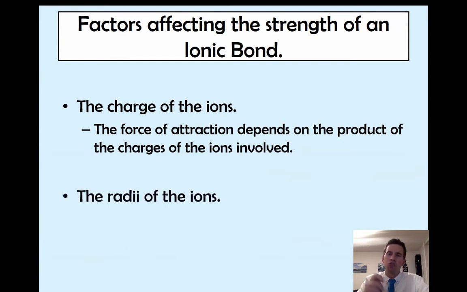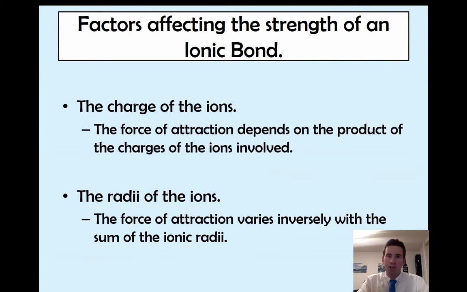Another factor is the radii of the ions. And basically, the closer the ions are together, the stronger the attraction. Therefore, the force of attraction varies inversely with the sum of the ionic radii. So you have the ionic radii for the cation, the ionic radii for the anion. You add them together to get the sum of the ionic radii within that ionic bond. And the smaller that distance, the greater the force of attraction.